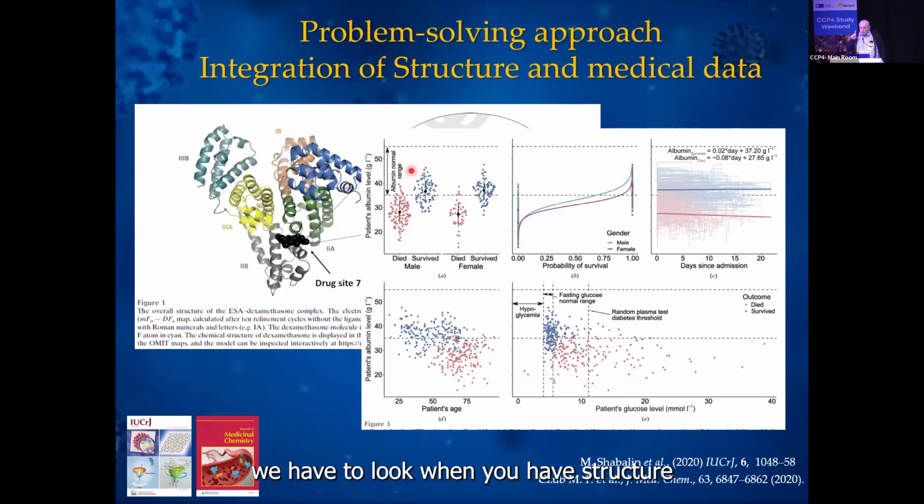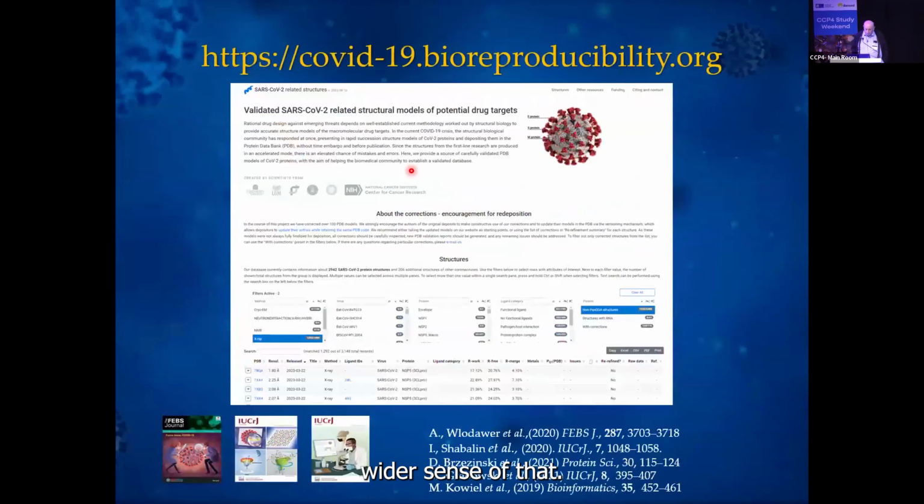Okay, so we have to look, when we have structure, we have to look in the wider sense of that. Because people started to deposit structures very fast, in the usual authors, we started to talk what we can do. Yes, now when we are at home. So we started to look at the structures. We made the database of all COVID-related structures, and we looked at their quality, especially for ligands and metals. And these are the papers which were created by that, and 3 journal covers.